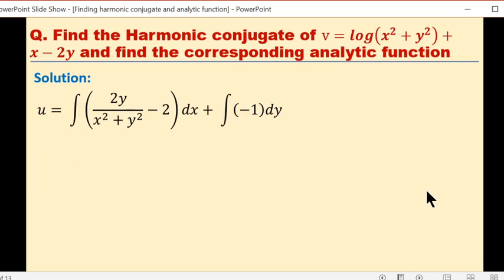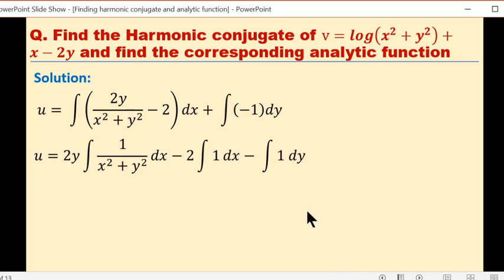Now let's perform this integration. So here u equal to, now if you see, we are integrating this with respect to x. So 2y is a constant, we took it outside. We get the integral of 1 upon x square plus y square dx. We have separated it. Minus, here this 2 is a constant, so it also comes out of the integral, into the integral of 1 with respect to x. This minus 1 has come out, got multiplied with plus, so we got minus the integral of 1 dy.